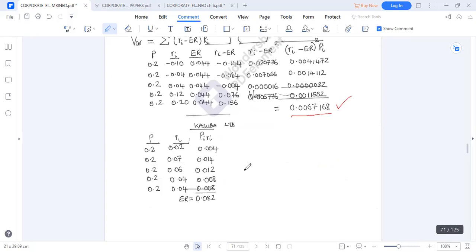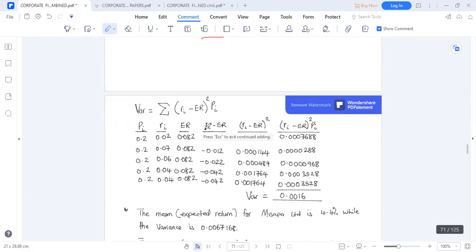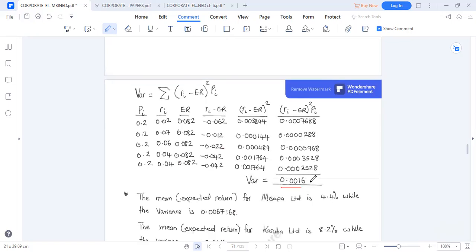So we do the same for the other company, Kasuba. The probability of 20% by the respective returns, and the total gives our expected return for asset B, or asset Kasuba. And we find the variance by doing the same. After getting the return that we calculated here, 0.02, we subtract from each of these returns and we square it. After squaring, we multiply by the probability 0.2, and the total gives the variance.